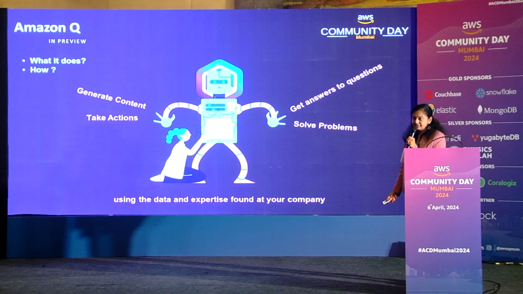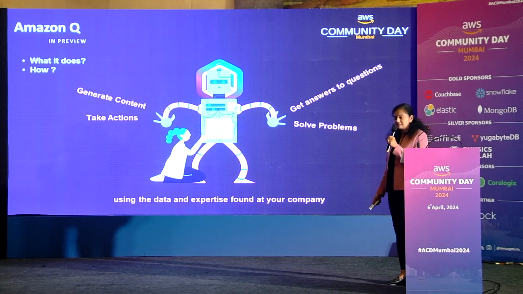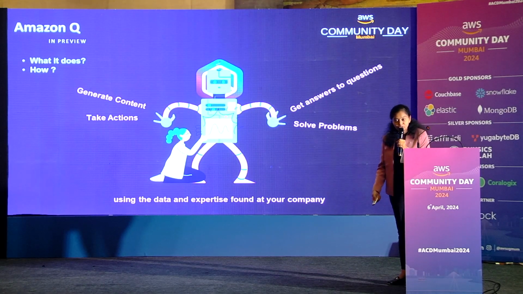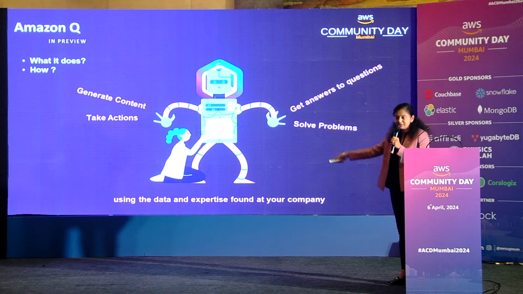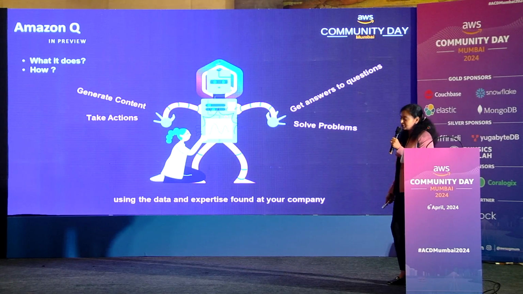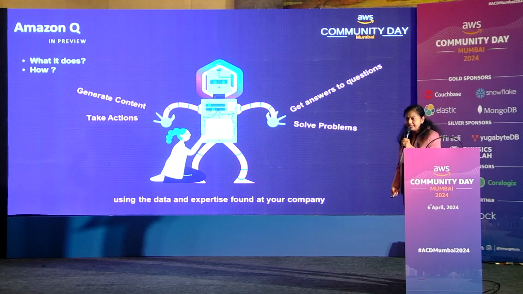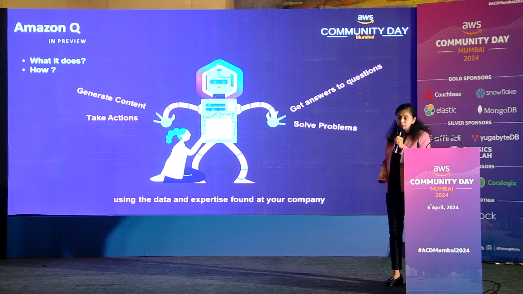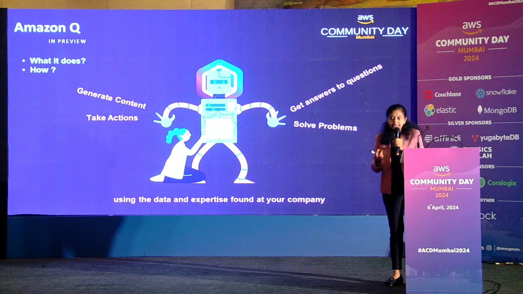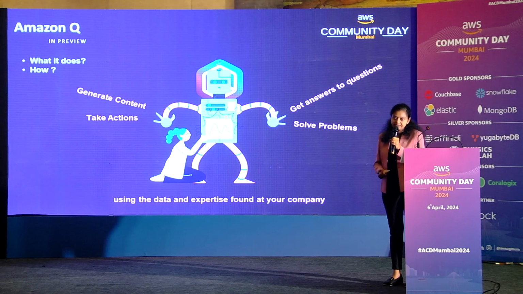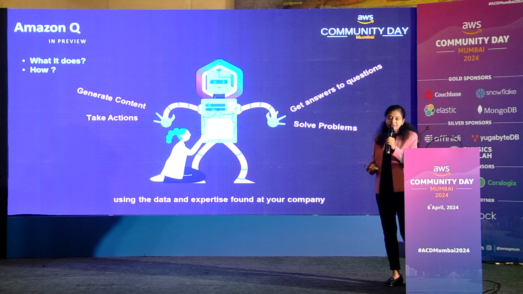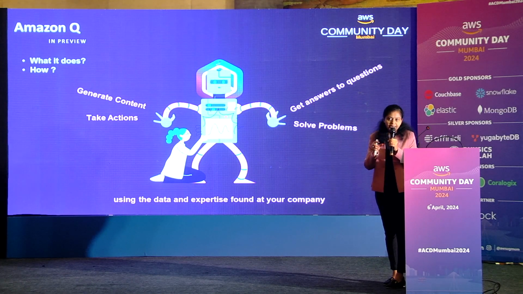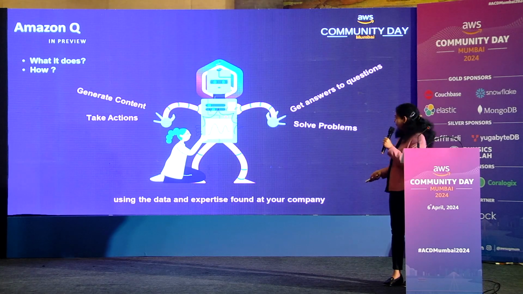You want to generate content, or get answers to your questions, or solve complex problems? Like prior to this session, we had great things from Shashank, right? Or you want to take quick actions. All that you want to do on your own data and your own expertise, not from the global data set. If you want to take any such action, or retrieve content on your own data and with your own expertise, that is what Amazon Q is meant for.